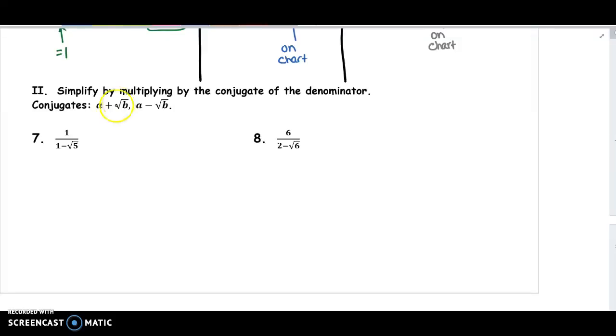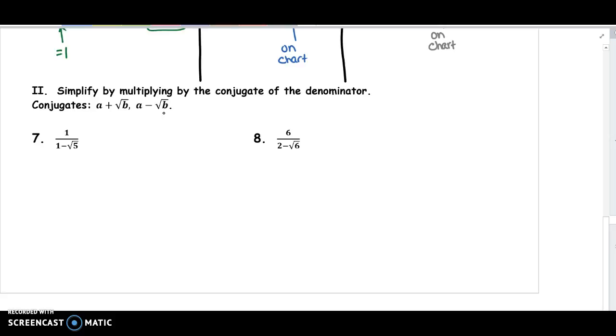If you have a denominator that is some number plus a square root, you would multiply by the conjugate, some number minus the square root, in order to get rid of the radical in the denominator. To get rid of a radical in the denominator, when you have an addition or subtraction expression, you must multiply by the conjugate. So in number 7, our denominator says 1 minus the square root of 5, and we can't have the square root of 5 in the bottom.